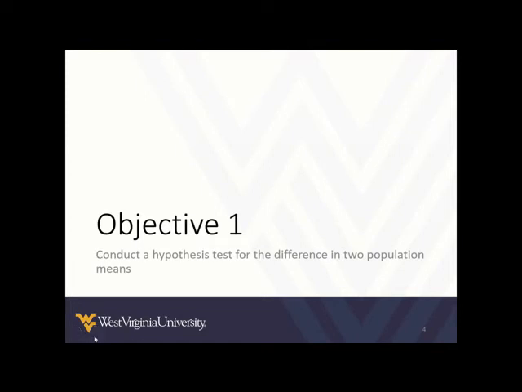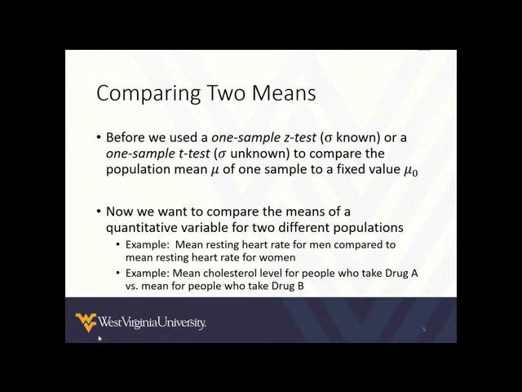So, objective one, we're going to be conducting the hypothesis test for the differences in two population means. Before, when we were doing a one sample z test or a one sample t test, we compared the population mean of one sample to a fixed value of mu naught. Now we're going to want to compare the means of a quantitative variable from two different populations. A couple of examples: the mean resting heart rate for men compared to the mean heart rate for women, or maybe the mean cholesterol level for people who are taking drug A versus the mean for people who are taking drug B.